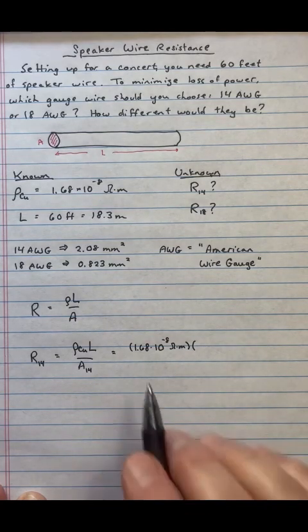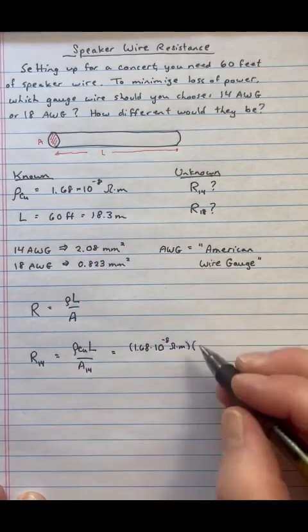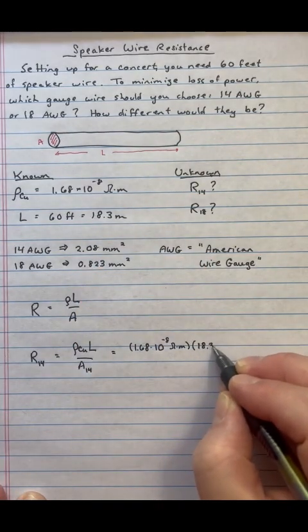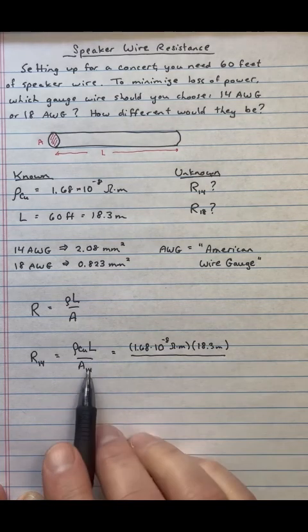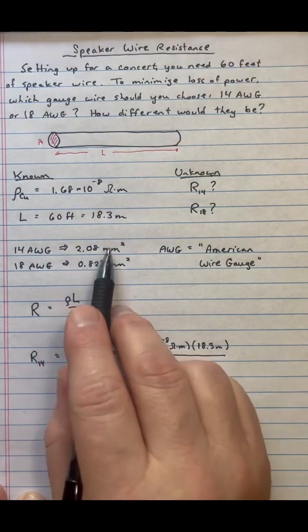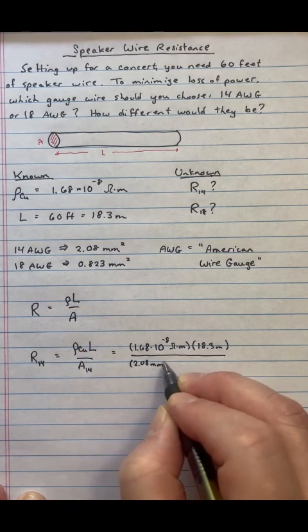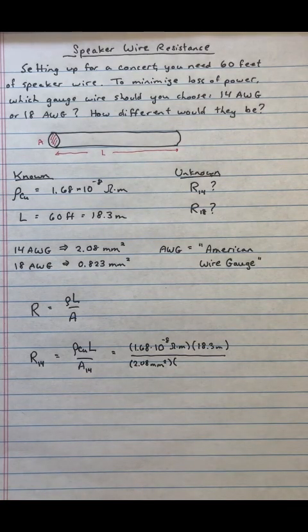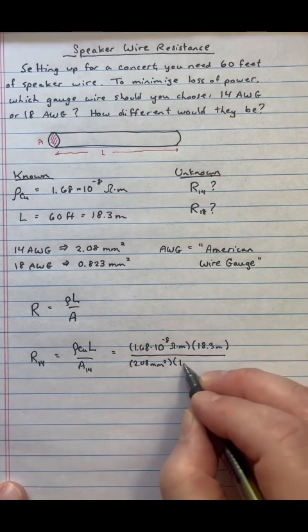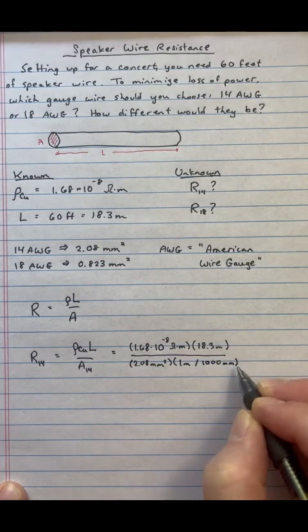To save us a little bit of time, I've converted 60 feet into meters and given us a little bit of extra significant figures there for our purposes of calculation. Area here is 2.08 millimeters squared, and I need to convert that into meters. How would I do that? Well, there's 1,000 millimeters per meter, right? So I would write 1 meter per 1,000 millimeters.